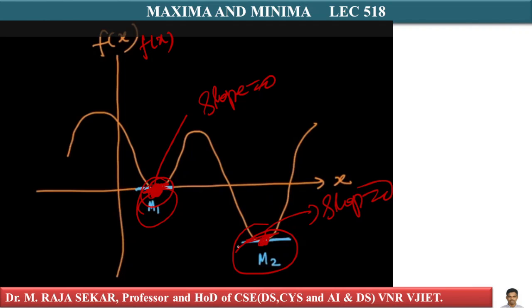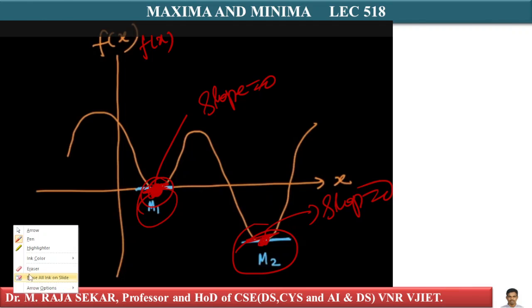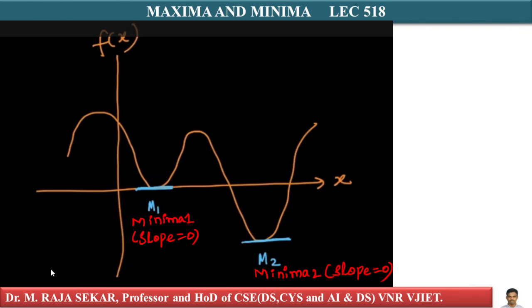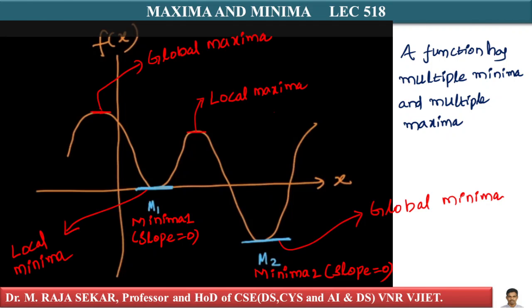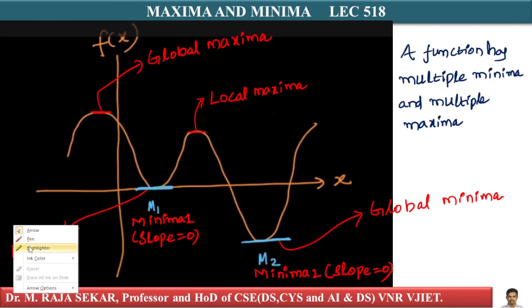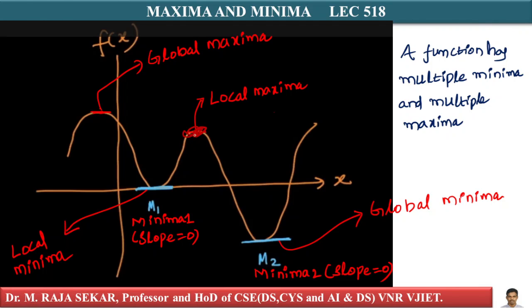In a similar manner, just see, this is minimum 1, minimum 2. In a similar manner, a function can have the multiple minima case and the multiple maxima case. Just see, in a similar manner, you can have two maxima. Which one is two maxima? This is the first maxima, and this is the second maxima. You can have two maxima, isn't it?